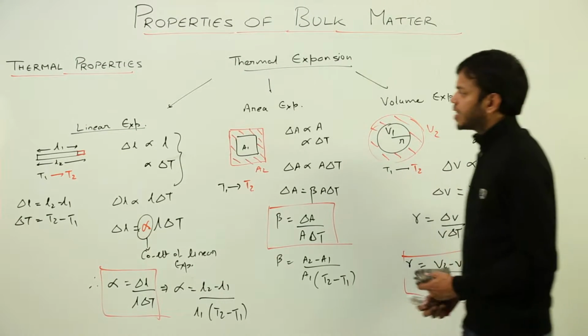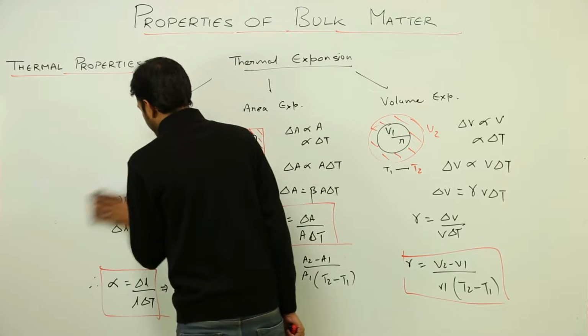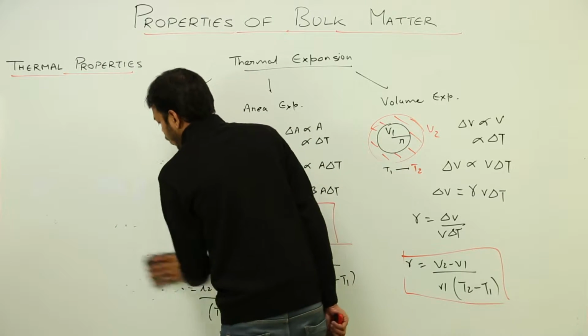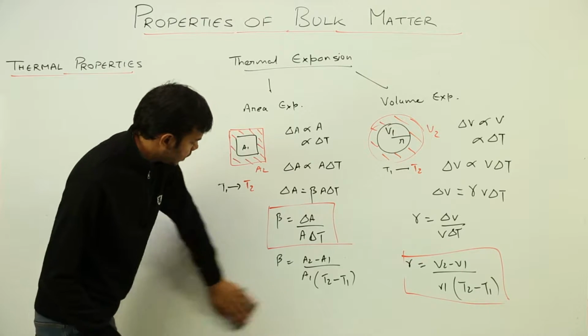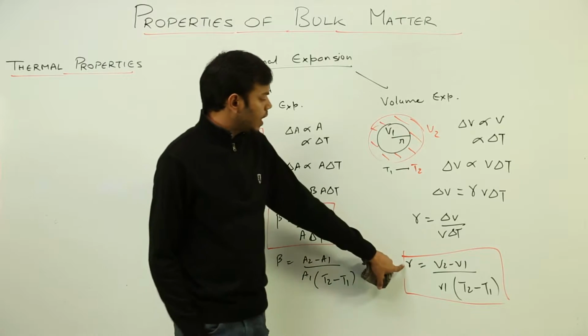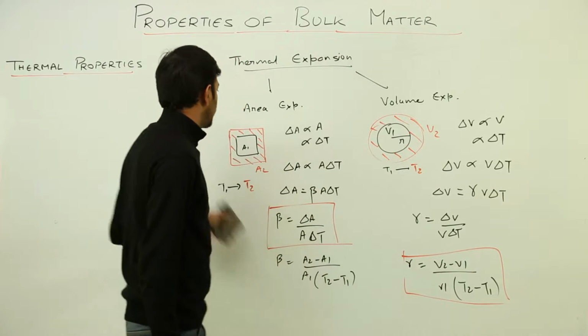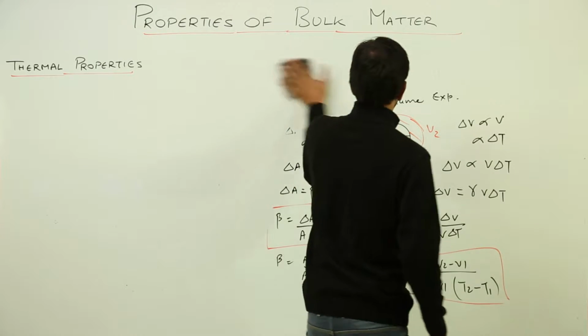So to find the expression or the relation between the coefficient of linear expansion, which is alpha, and beta? As I told you, alpha is the coefficient of linear expansion, beta would be the coefficient of area expansion, and third, gamma is the coefficient of volumetric expansion, right? So now we have to find a relation between alpha, beta and gamma.